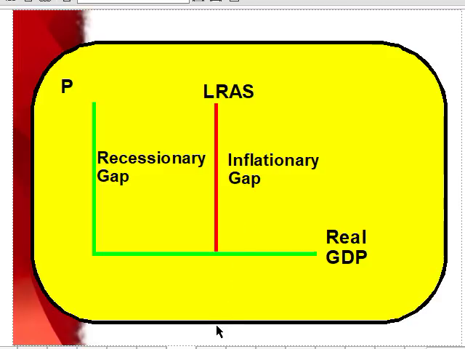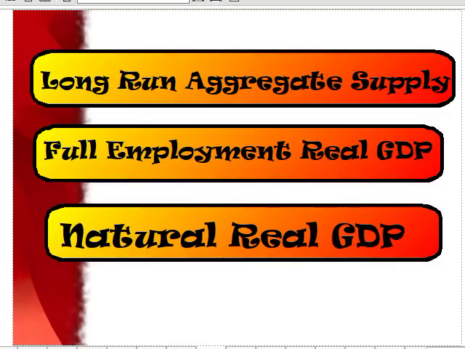Okay? So let's do one last thing. LRAS actually has three names. Some people call it the long-run aggregate supply curve. Some people refer to it as full employment real GDP.